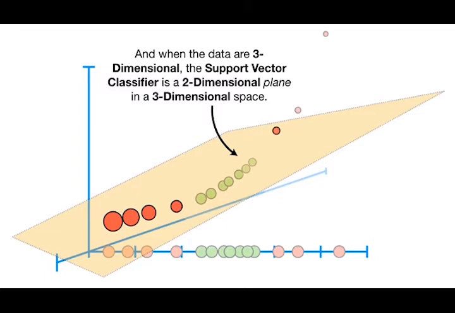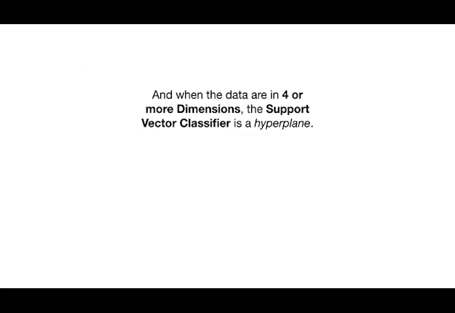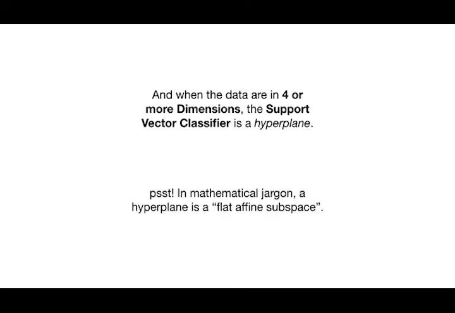And when the data are 3-dimensional, the support vector classifier is a 2-dimensional plane in a 3-dimensional space. In mathematical jargon, a plane is a flat affine 2-dimensional subspace. And when the data are in 4 or more dimensions, the support vector classifier is a hyperplane. In mathematical jargon, a hyperplane is a flat affine subspace.